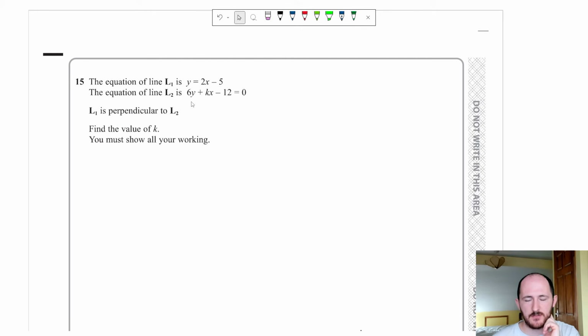This question is really interesting, because when it says you must show all your working, I want to read this directly from the mark scheme. A correct answer with no supportive working gets 0 marks.